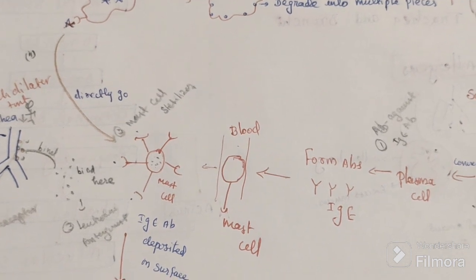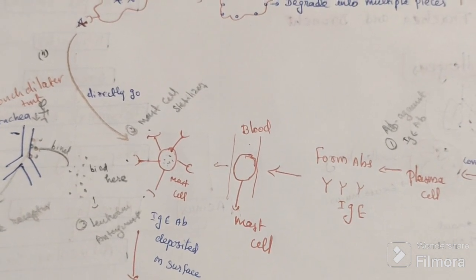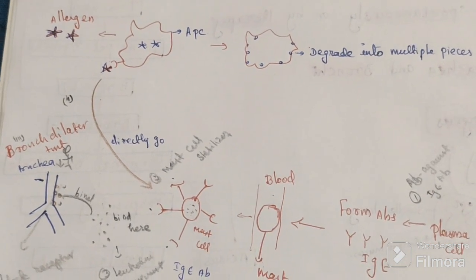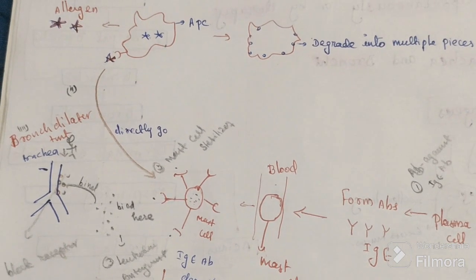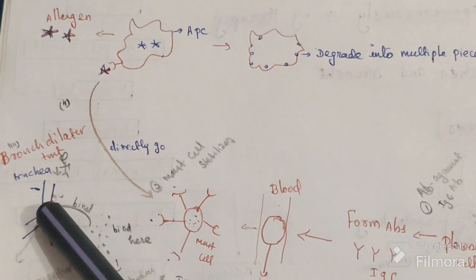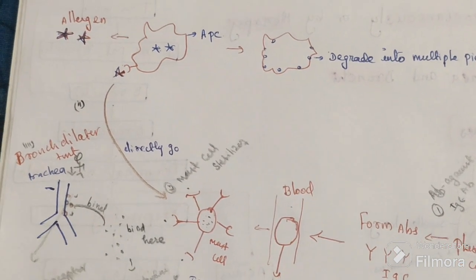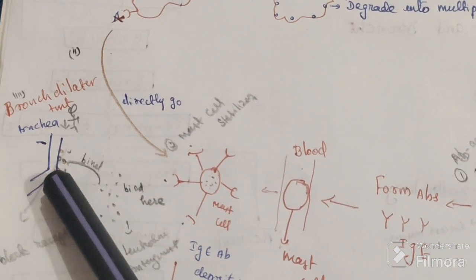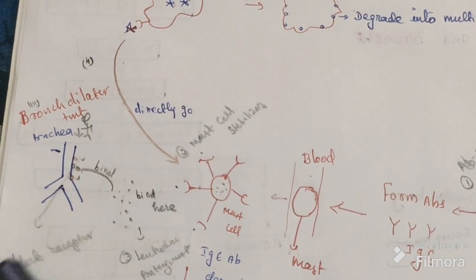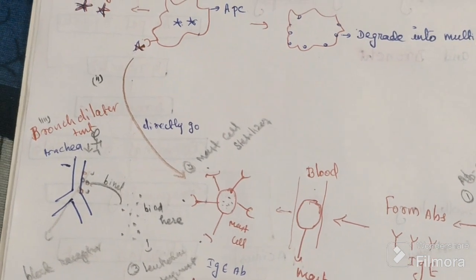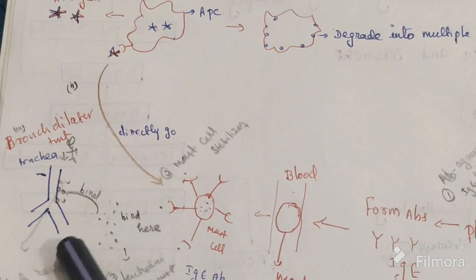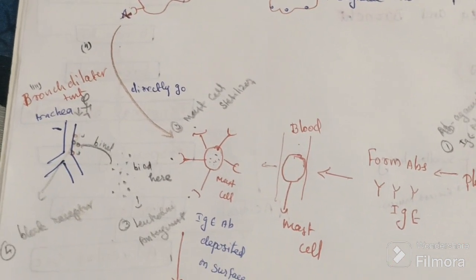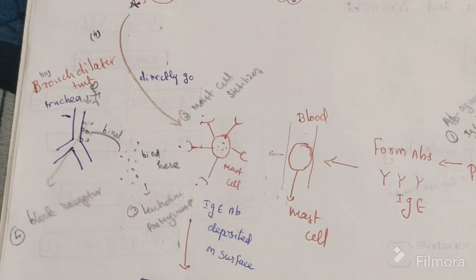The trachea of the person who has asthma: all the mechanism happens inside the trachea of that asthma patient, on the surface of the trachea. Broncho leukotriene receptors are present here. The trachea has these receptors. So leukotriene will be released, come and bind with its receptor and cause bronchoconstriction. This is how asthma occurs.